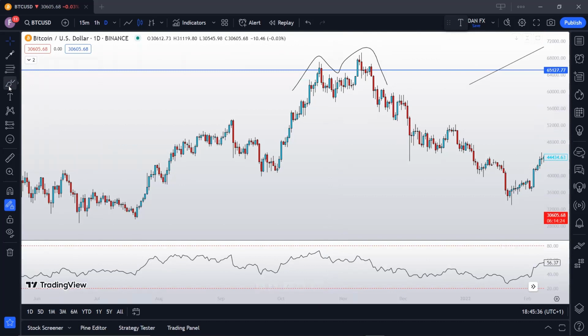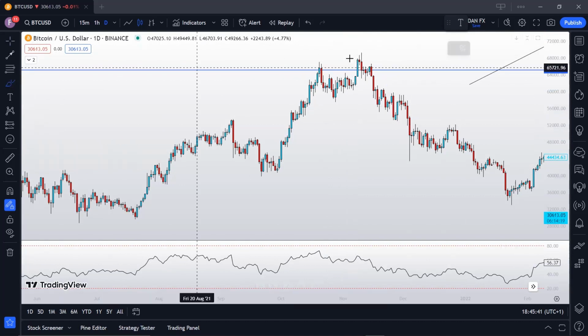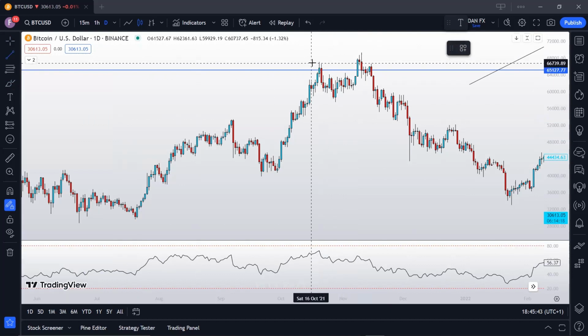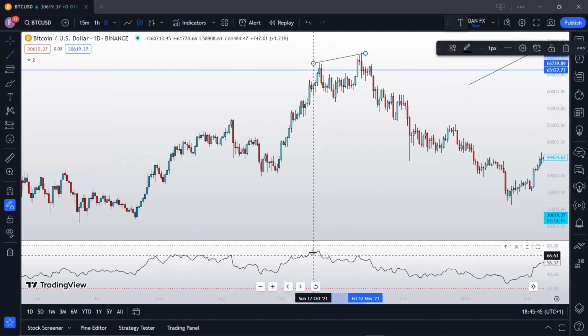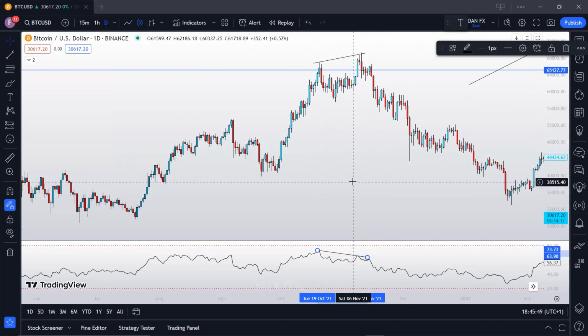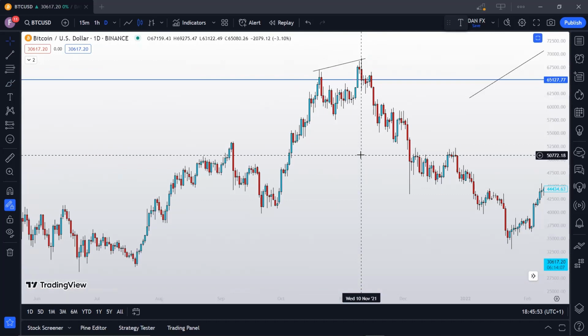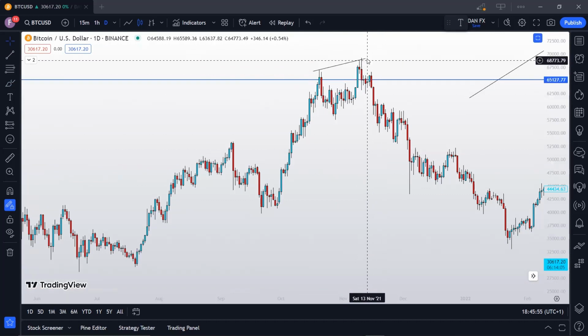And if you look at the RSI, you can see that the market is giving us what? The market is giving us higher highs, but the RSI is giving us lower highs. So that tells us that the market is about to reverse. That's like a hint, a cheat code right there.